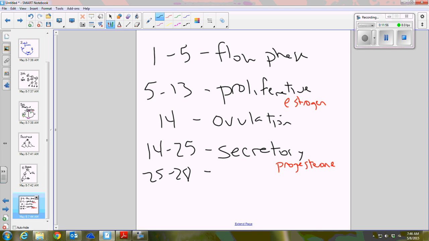14 through 25 is the secretory phase, and this is where progesterone causes the new endometrium to release a sugary substance, and this sugar will actually feed the developing fetus if that occurs. And then days 25 through 28 are called the endometrial breakdown phase. And this is if pregnancy has not occurred, and then the endometrium begins to be broken down, and then you go back through the entire cycle again.